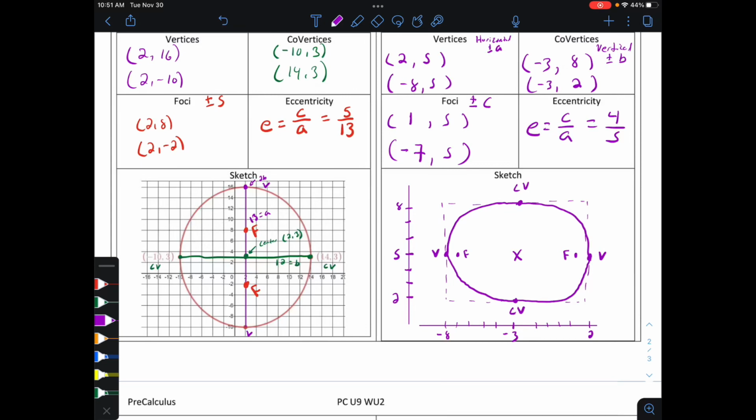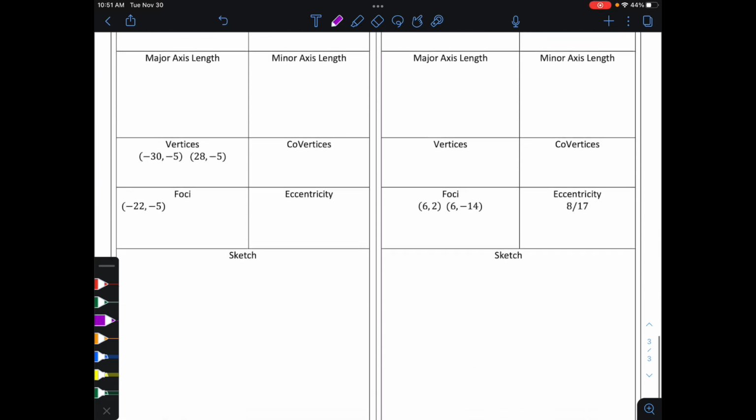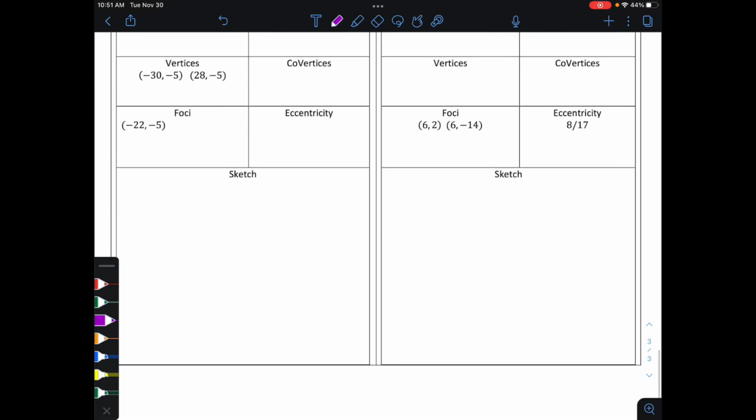All right, let's go to the next one. See what kind of information we're given. So here we're given 2 vertices and 1 focus. We've got to find everything else. So we want to make a sketch for what's going on. Well, we have very limited information here. I've got these 2 bits of information.